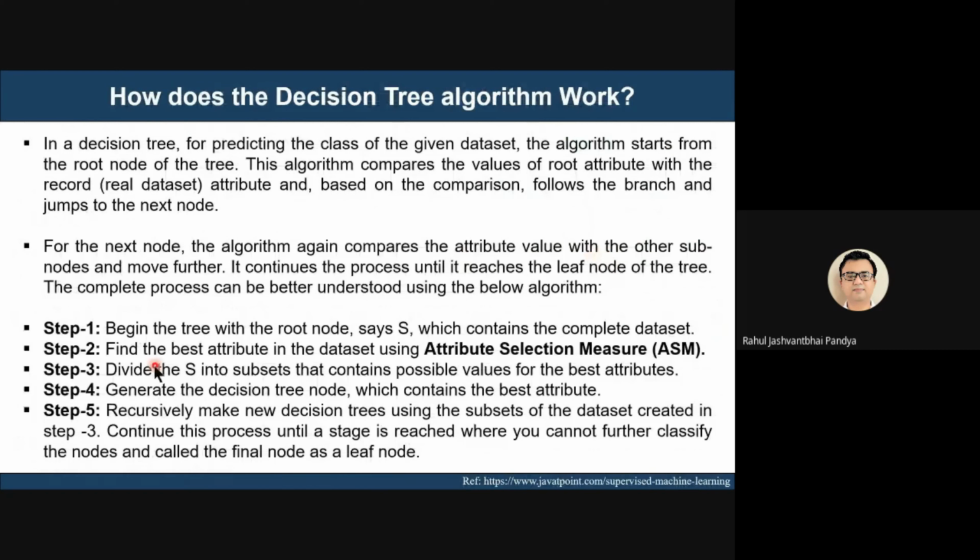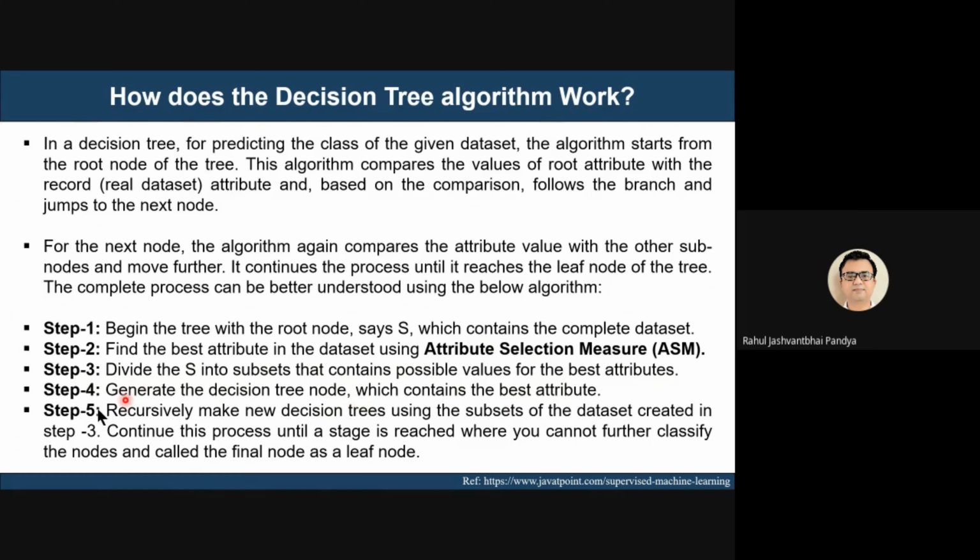The major steps. The first step is to begin the tree with a root node, let's say S, which contains the complete data set. The entire data set will come. Step number 2 is to find the best attribute in the data set using the attribute selection measure, ASM. Using it, we will try to identify the attributes. Step number 3 is to divide the root node into subsets that contain possible values of the best attributes. It's like splitting: divide into multiple branches and generate the decision tree node, which will contain the best attribute.